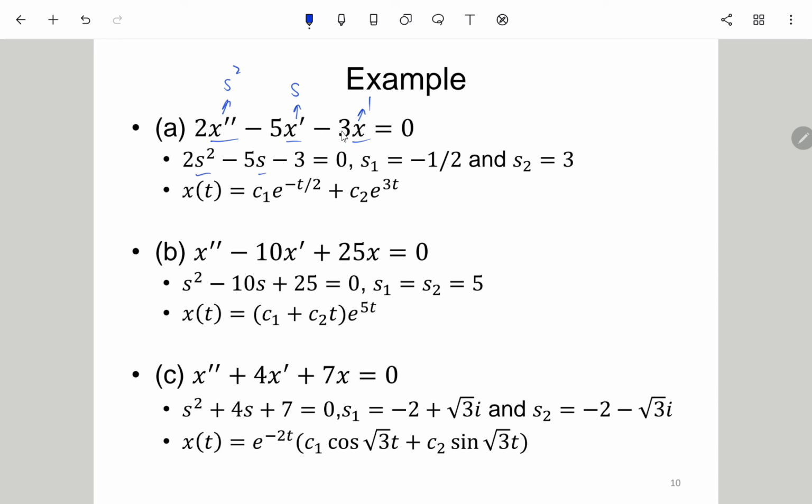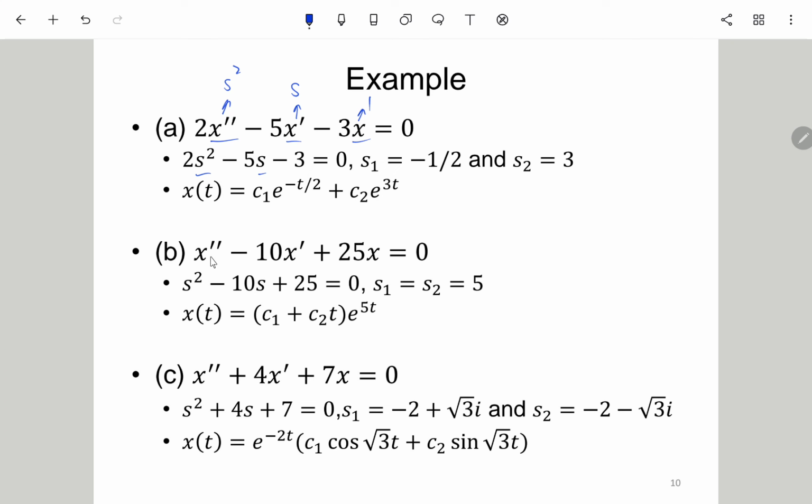This means the complementary solution to this homogeneous equation, or the solution of the original differential equation, will be c1 times exponential to s1 times t, where s1 is negative 1/2, so negative t over 2, plus c2 times exponential to s2 times t, where s2 is 3. This is for the first example.